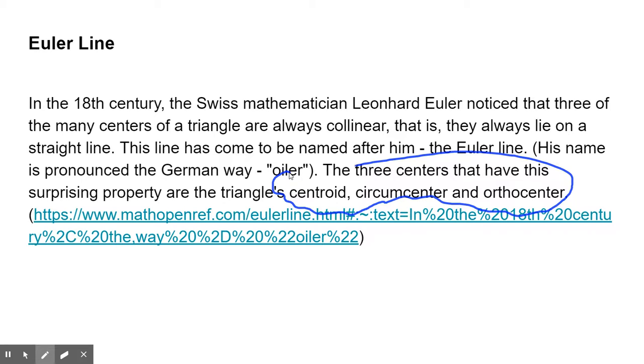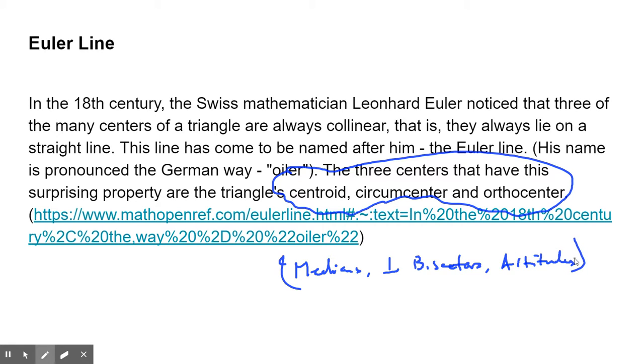So the centroid is the medians. The circumcenter is the perpendicular bisectors. And the orthocenter is the altitudes. So poor angle bisectors, they're all left out. But you know why? I don't mind, because remember, we had to construct the angle bisectors.